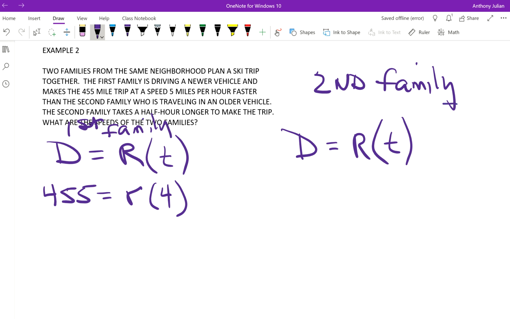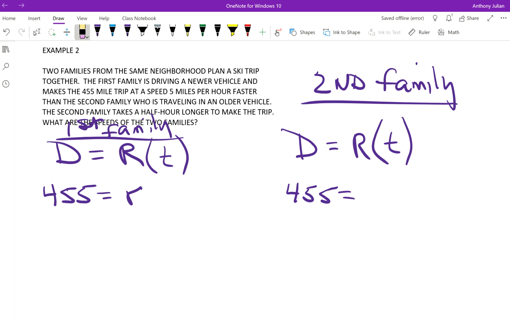Okay, has a distance of 455 miles, same distance, right? Equals the rate. Now the rate is they're going 5 miles an hour faster than the second family. The first family is driving a newer vehicle and makes the 455-mile trip at a speed 5 miles per hour faster than the second family, who is driving an older vehicle. Actually, here's the first family, so they're the ones going faster.